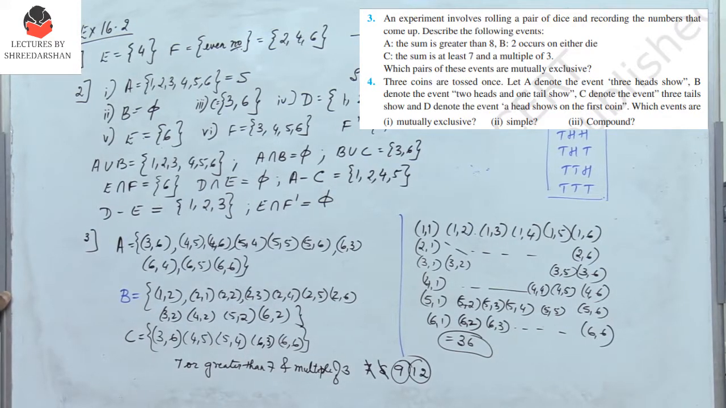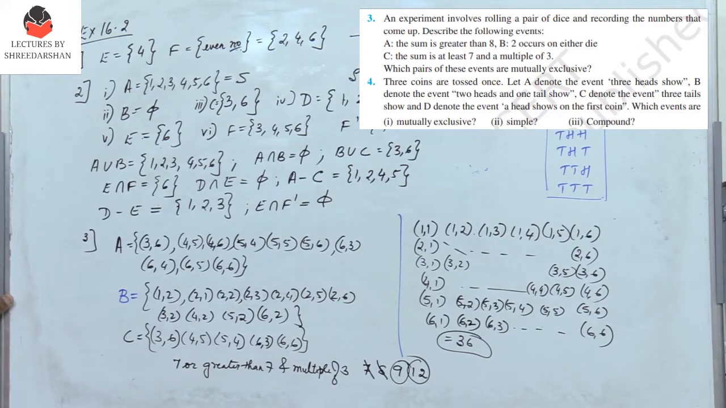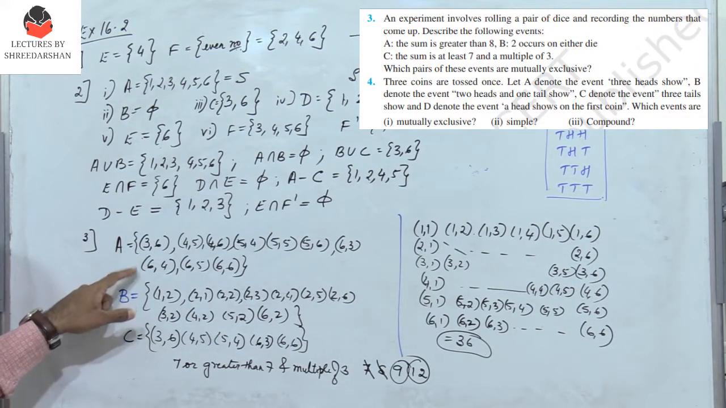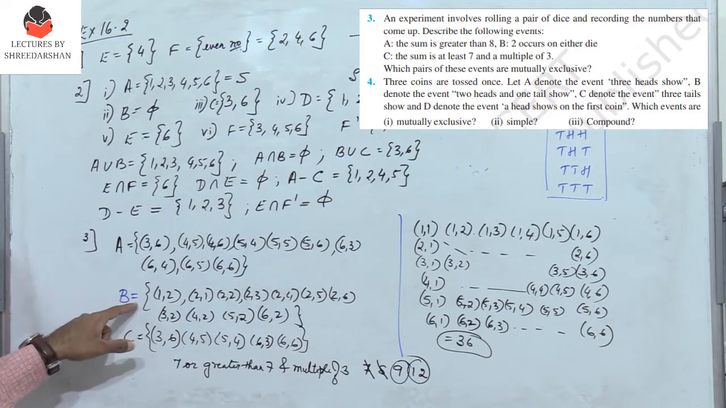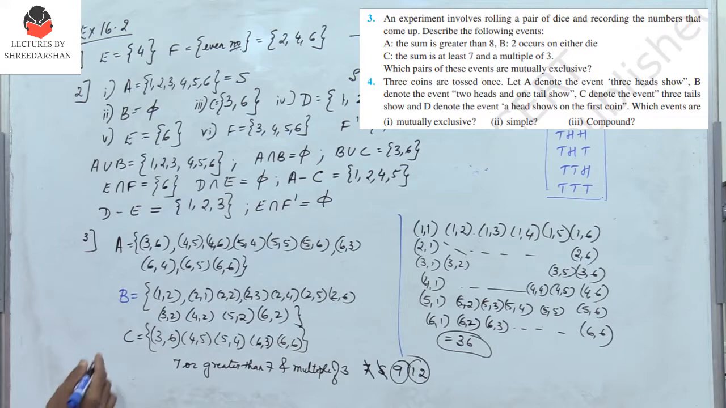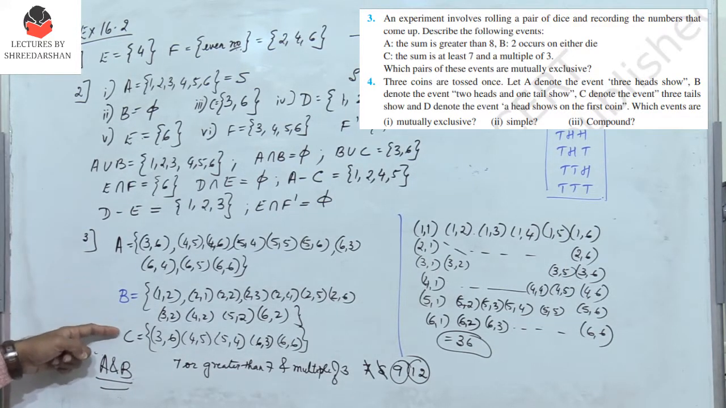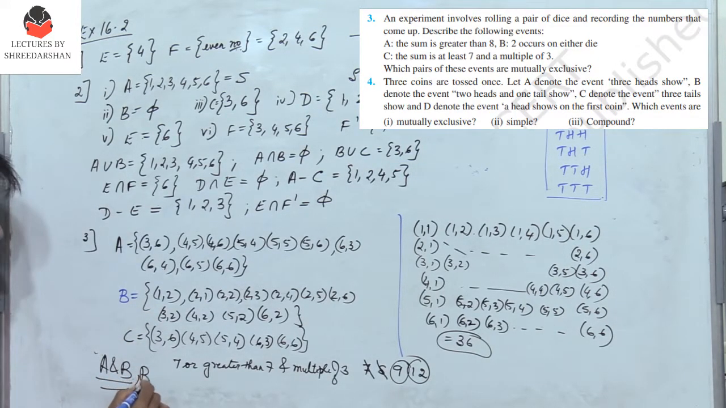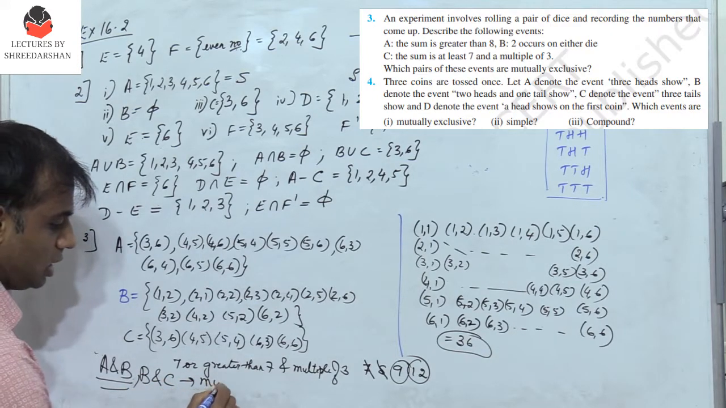Now I need to check if events A and B are mutually exclusive. If I check A and B, I find that none of the outcomes are common between A and B, isn't it? So there is nothing common between A and B. So A and B are mutually exclusive. And what about B and C? B and C are also mutually exclusive. If you observe B and C, there is nothing common. B and C are also mutually exclusive.